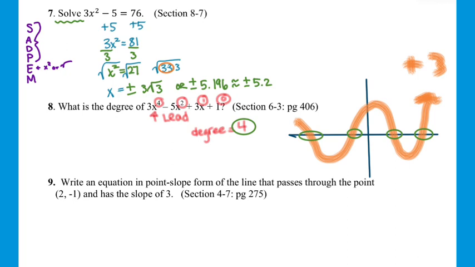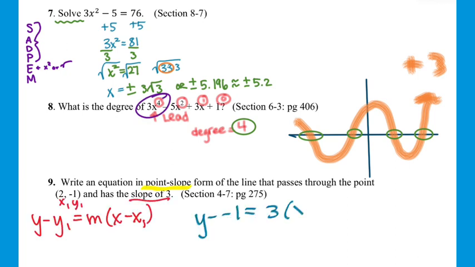Okay, number 9 says to put the equation in point slope. So that means we need to remember what that equation is. The y minus y1 equals slope times x minus x1. When you're given a point and a slope, you substitute in. Then you take care of any simplifying, which a negative is a positive. And then you're done after that.